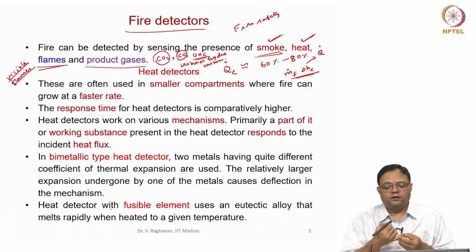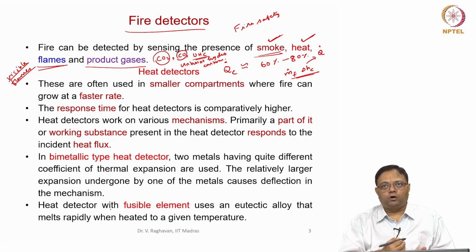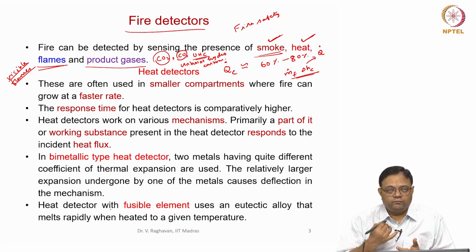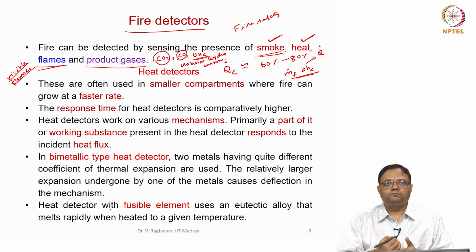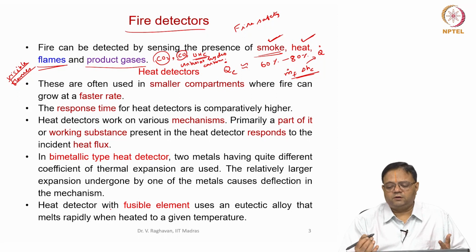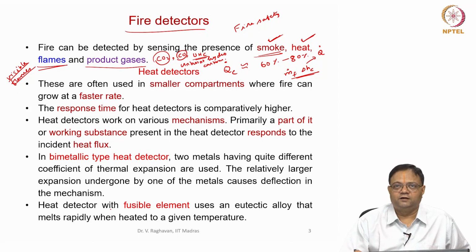So, fire sensing is possible by analyzing the presence of smoke, analyzing the temperature or the heat, seeing whether there is a visible flame or not, and analyzing the constituents of the product gases. Based upon whatever method you use to detect this, the cost will also be different. For example, CO sensors can be costly, smoke sensors can be cheaper, heat sensors also can be relatively cheaper, and so on.